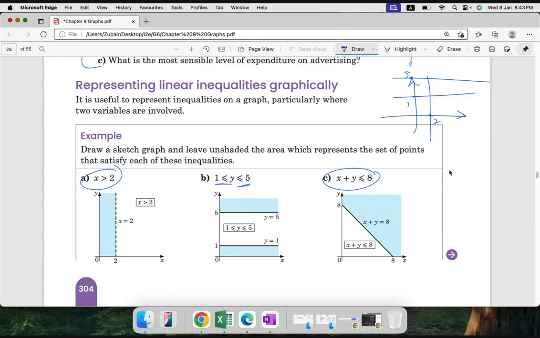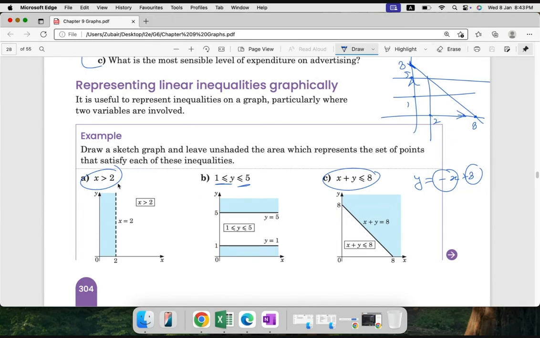And x plus y is equal to 8. I'm making y the subject. Y is equal to minus x plus 8. I can see the gradient is negative and the y-intercept is 8. So it would intersect at 8 with a negative gradient. I'm substituting x is 0, so I get y is 8. When I substitute y is 0, I get x as 8. So it intersects at 8 on the x-axis. So this is how we draw the lines.